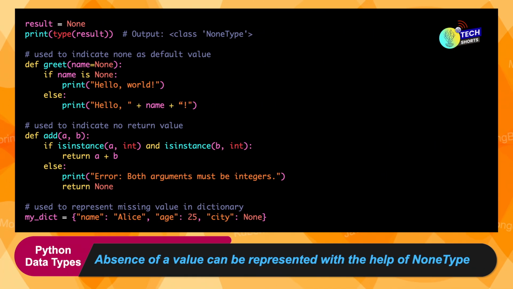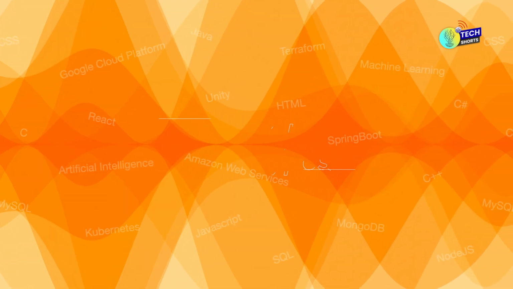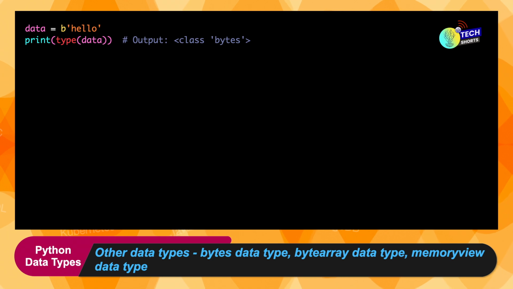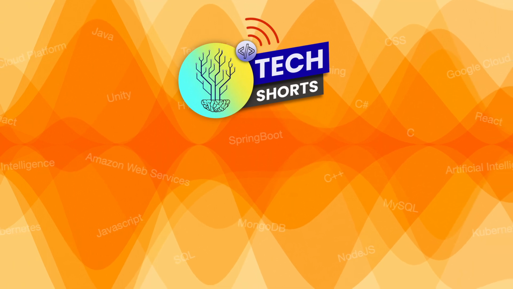To represent the absence of a value, there is a data type available which is called none type. It is often used as a default value or to indicate that a function or method does not return a value. There are other data types too in Python, such as byte data type, byte array data type, memory view data type.